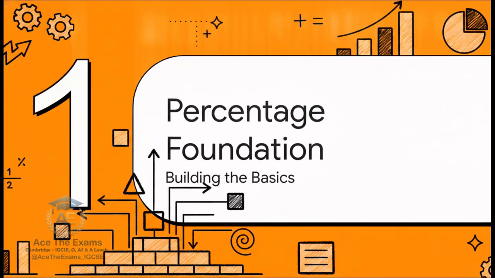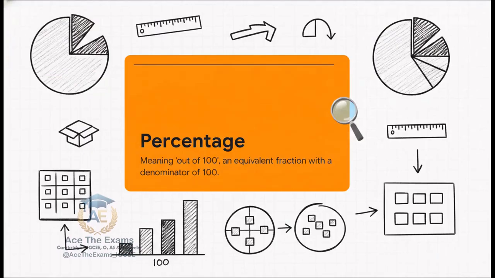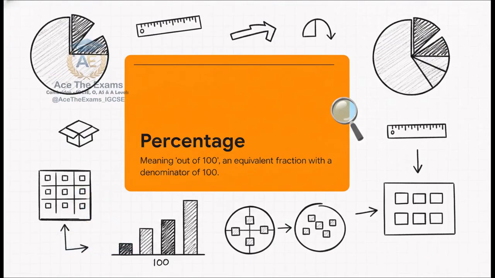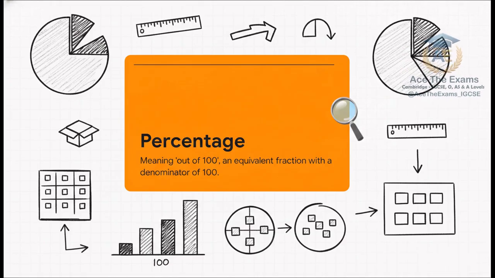Okay, section 1, the percentage foundation. Every high-level exam question basically relies on this foundation. Nail this part, and you are already halfway there. So, what is a percentage really? Well, it's literally in the name. Percent means out of 100. Anytime you see that percentage sign, you're just looking at a fraction where the denominator, the bottom number, is exactly 100. It's just a standardized way to make comparing different numbers super easy.